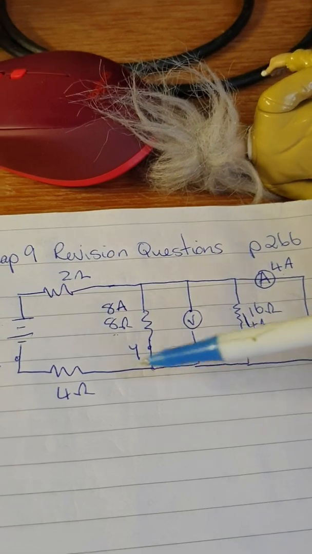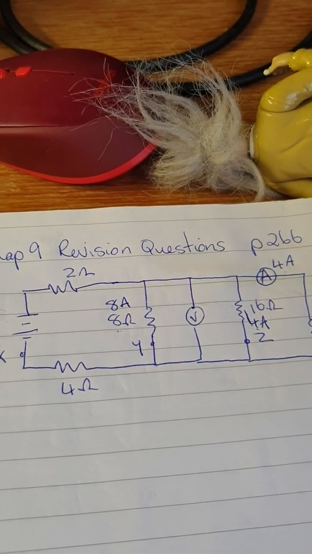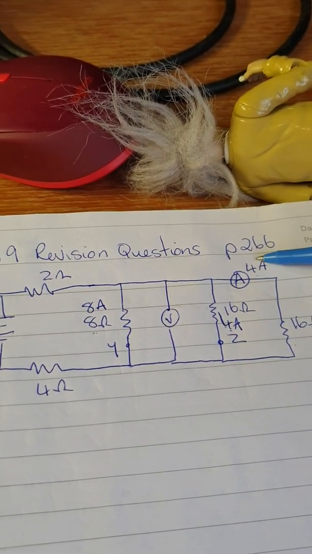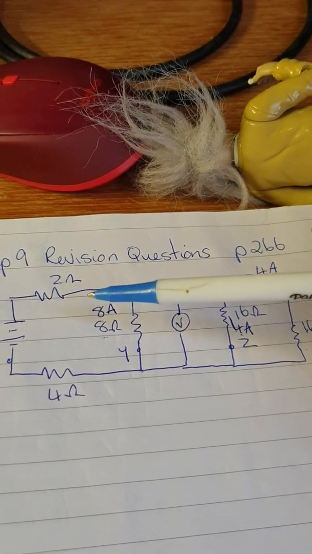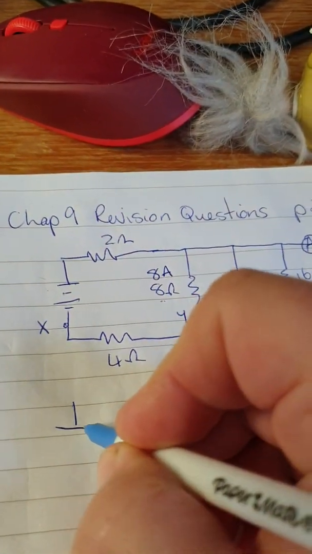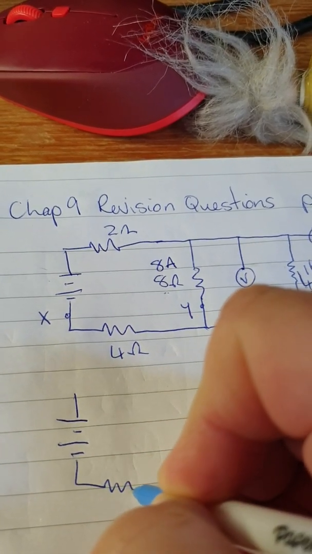Okay, so these bits that are in these parallel arms were once all together. So the total current in the circuit is going to be 4 plus 4 plus 8, which is 16. So I can quickly draw this up as another little circuit.